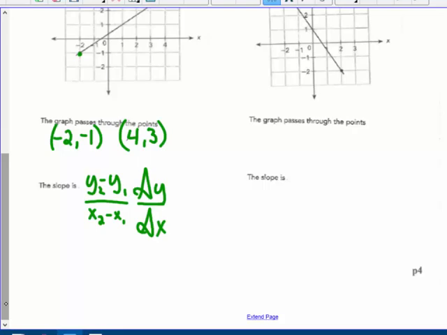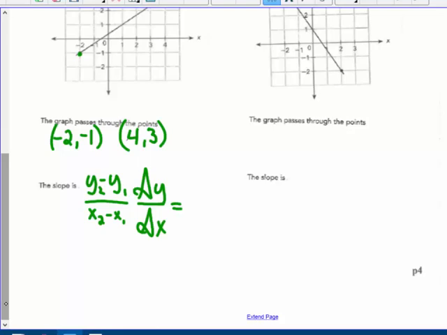Delta, the airline's delta, we are the different airline. We're different. We're better than everybody else. That's why they use the Greek letter delta. We're the different airline. It means difference. Delta means difference. So the difference in the y values.